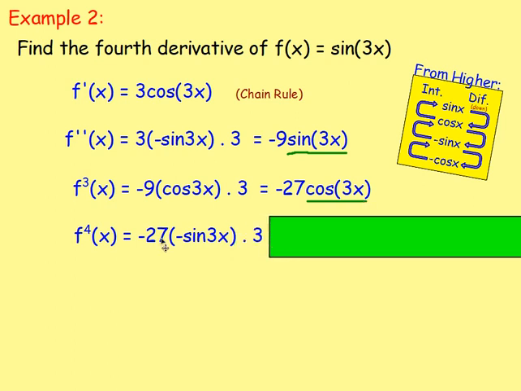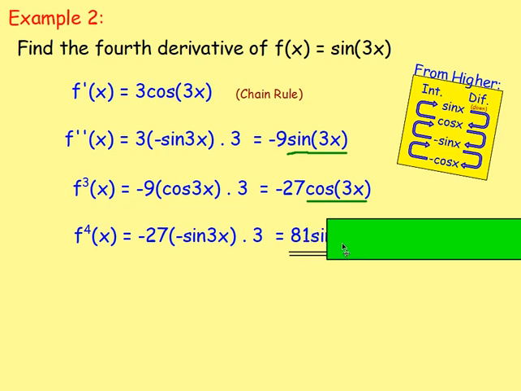And that would give you negative 27 times 3, and you've got that other negative. So two negatives make a positive, and 27 times 3 is 81, so you'd have 81 sine 3x. And that would be your answer.